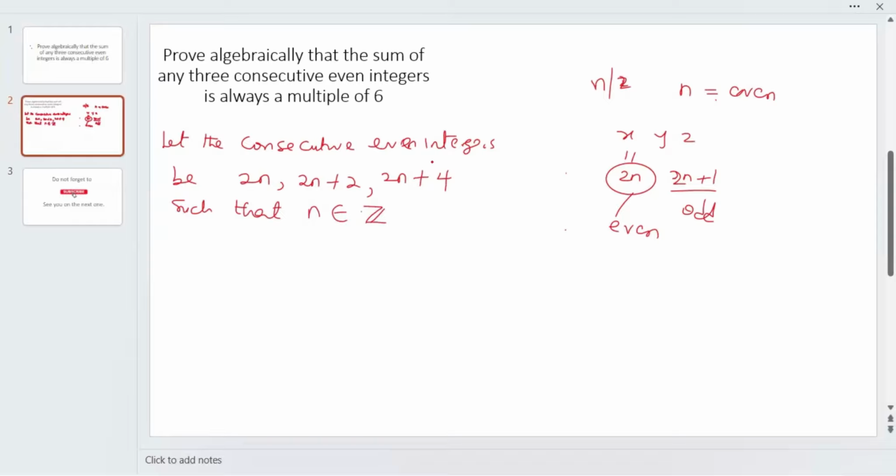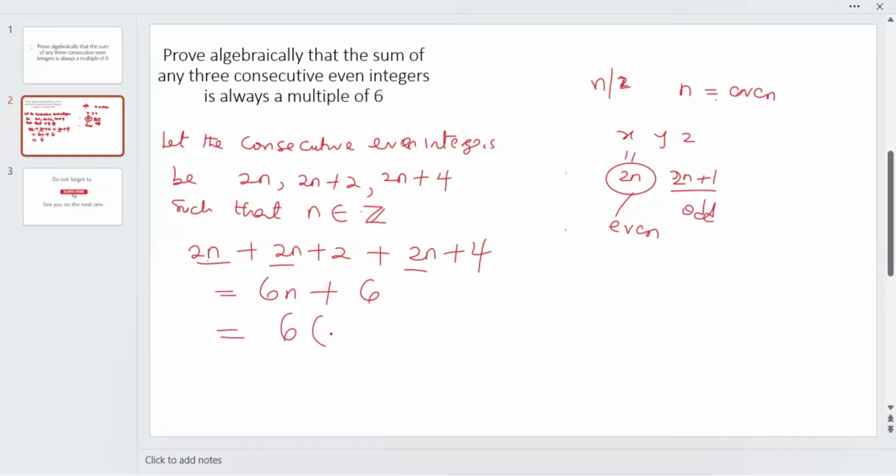Right, now the next thing is the sum. So I'm going to do 2n plus 2n plus 2 plus 2n plus 4. This is the sum we are talking about. So we are going to simplify this sum, and 2n plus 2n plus 2n, that's going to give us what? 6n plus 6. Right? Of course, I can factorize out 6 from this expression. So I'm going to have 6 into bracket n plus 1.